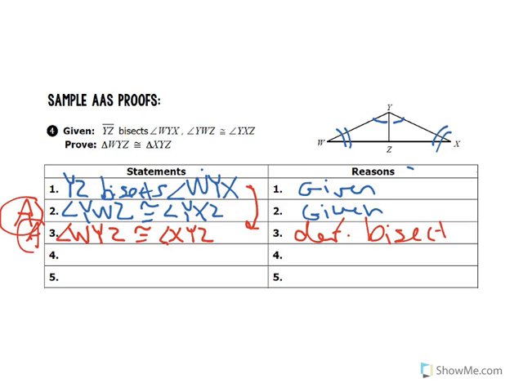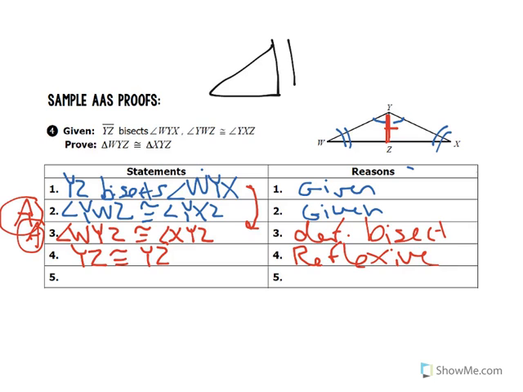So now we have another angle. Now we just need a side. The side that I see is the side that they share. So what I would say is YZ is congruent to YZ. And that is reflexive. So if it helps you to draw the triangle so they're not sharing the side, you can do that. We have this angle and this angle up here, and then the side. So I see angle, angle, side, angle, angle, side.